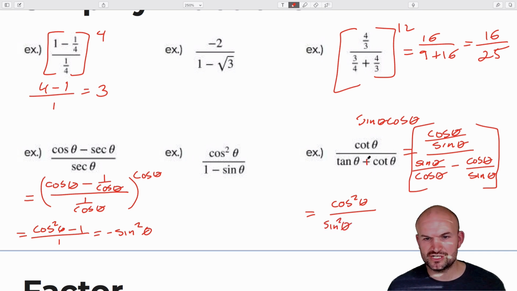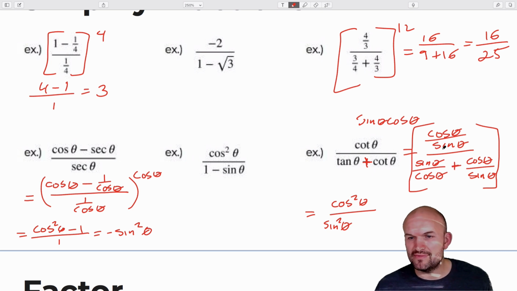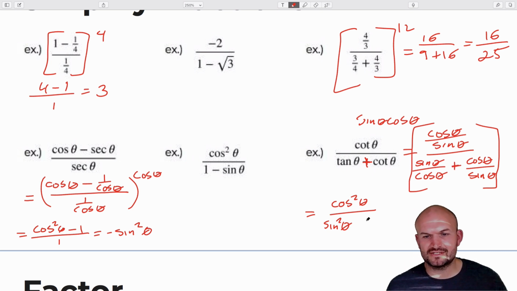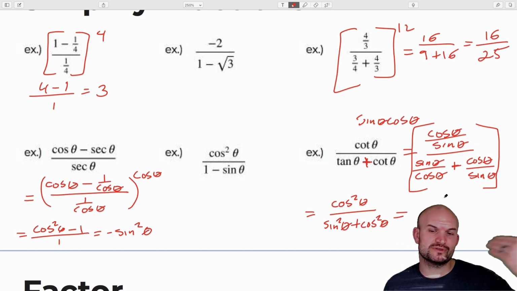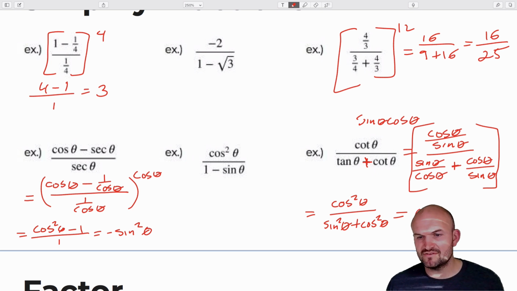I keep on forgetting to change that problem. That was a plus. Sorry about that. That's a plus, and then the sines divide out here, and that's going to be a cosine squared of theta. The reason why it needs to be a plus is because you can see that sine squared plus cosine squared is equal to 1. So therefore, you're just left with a cosine squared of theta.